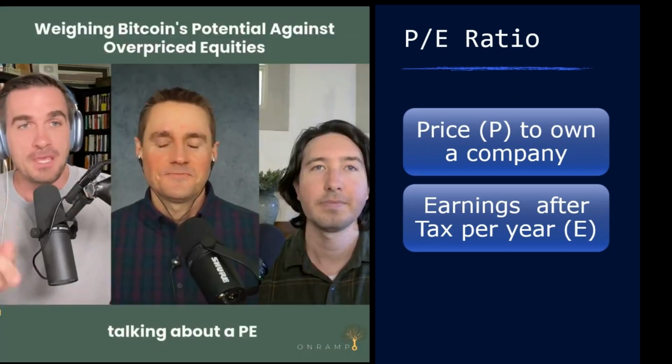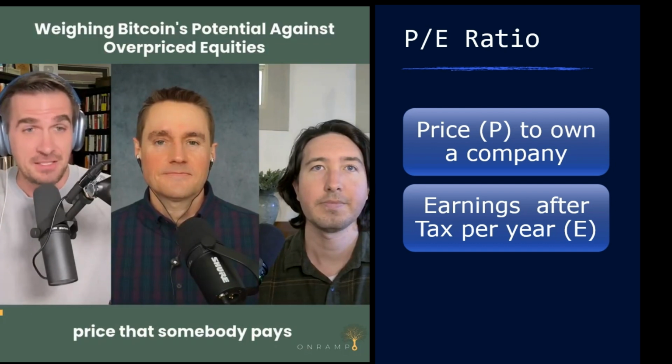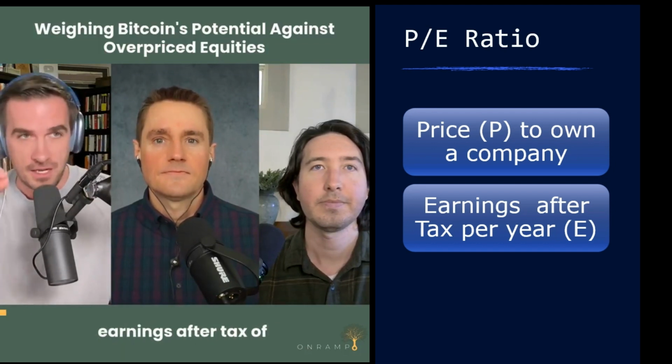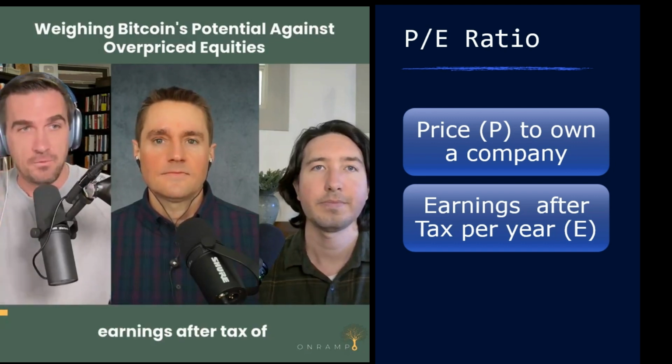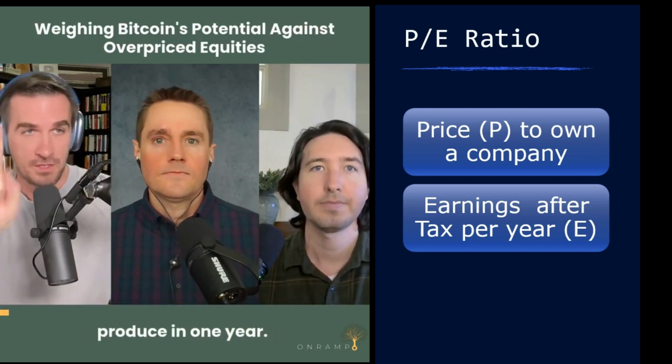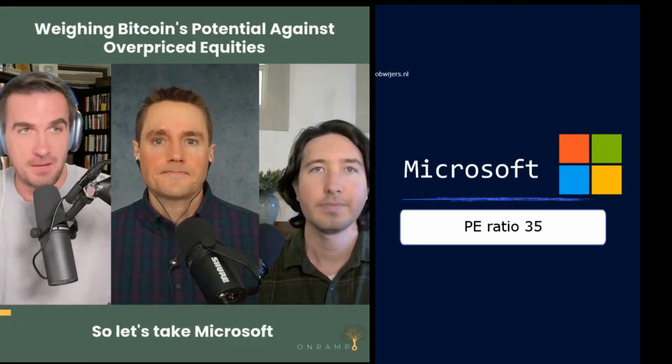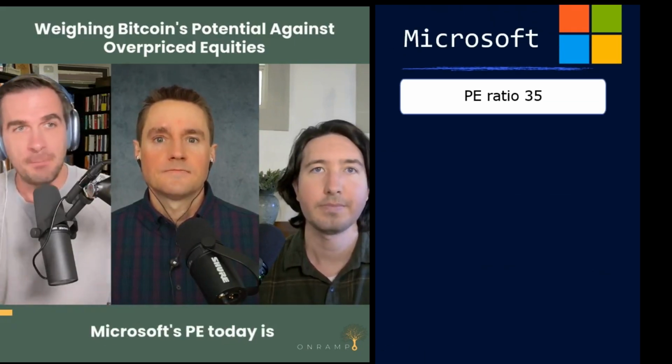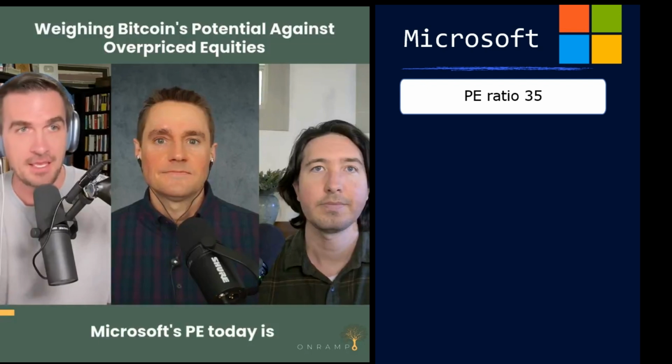When we're talking about a PE ratio, we're talking about the price that somebody pays to own a company and the earnings after tax of what that company will produce in 1 year. So let's take Microsoft as an example. Microsoft's PE today is 35.